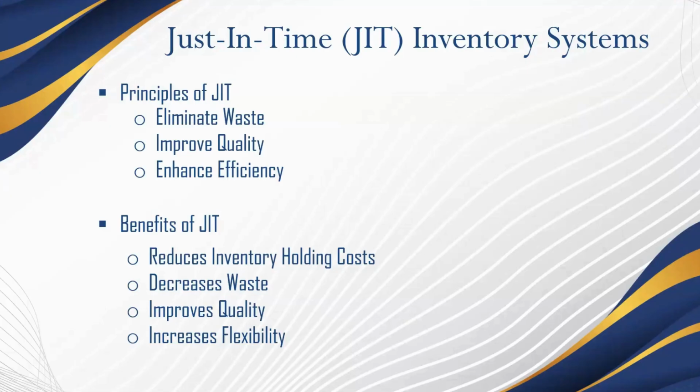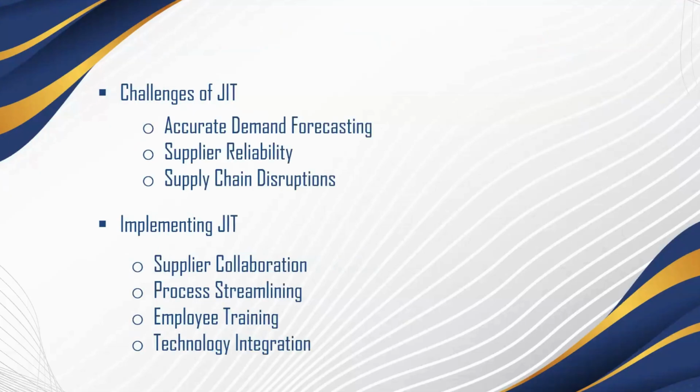Challenges of JIT: accurate demand, precise demand forecasting to ensure that the material arrives just in time for the production. Supply reliability: depend upon suppliers who can deliver quality material on time. Supply chain disruption: natural disasters or transportation issues can quickly affect JIT operations.